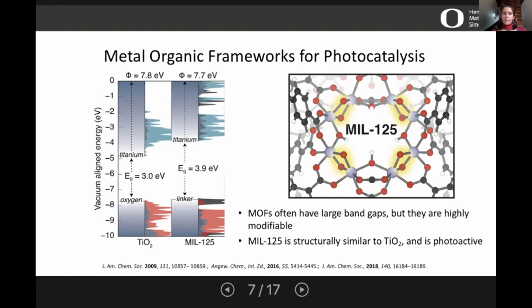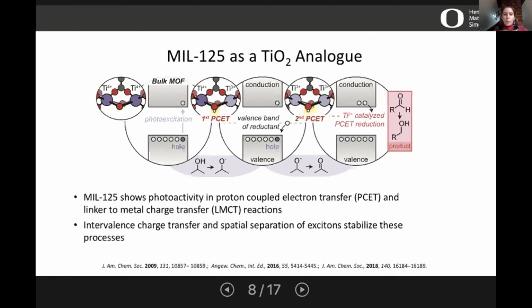MIL-125 is a titanium 4 MOF made of titanium oxide clusters and benzene dicarboxylate linkers. And it is, in its secondary building unit, structurally similar to titanium dioxide, and it is actually photoactive. So maybe this MOF has promise for photocatalytic applications. And what people have shown in experiment is that MIL-125 shows photoactivity in proton-coupled electron transfer reactions and linker to metal charge transfer reactions.